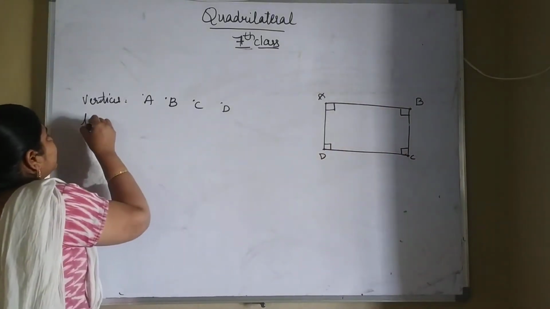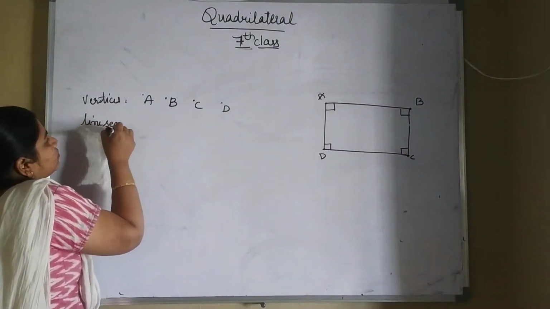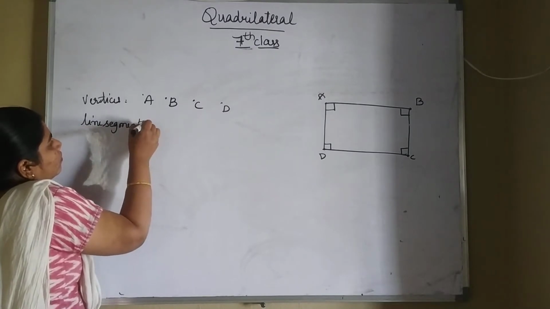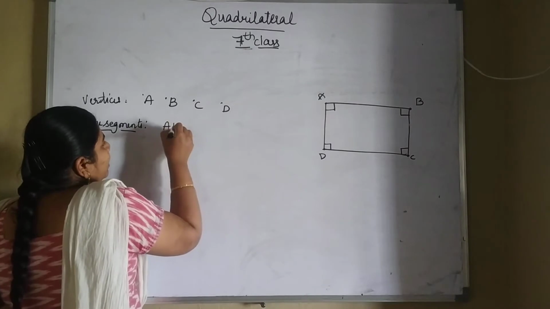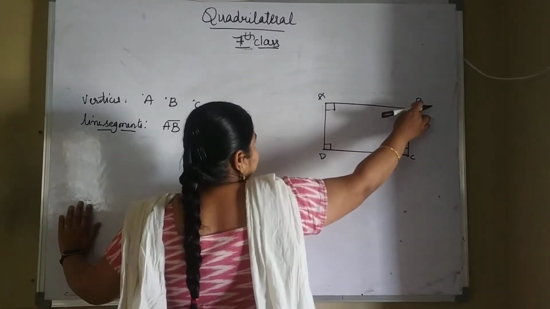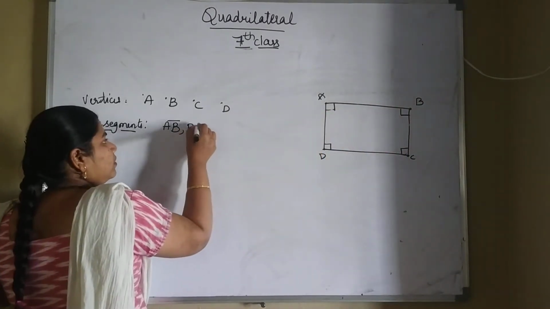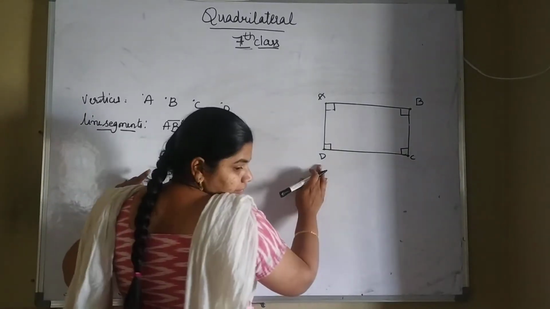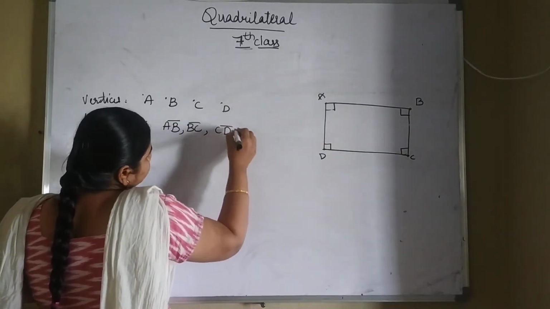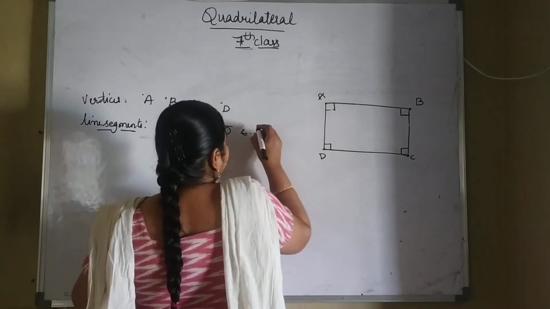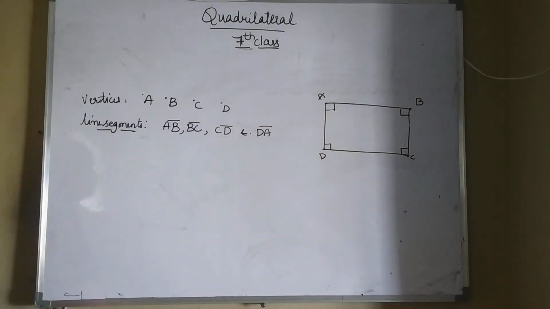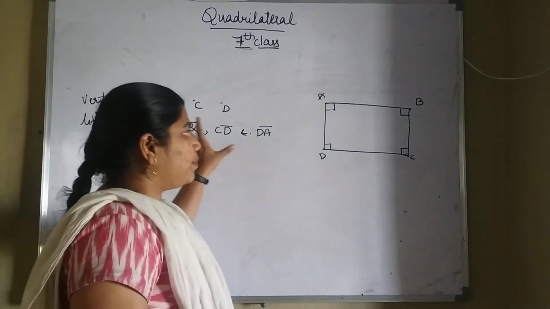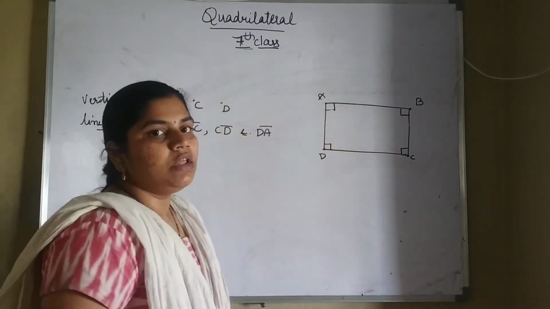And what are those line segments? We can take them as AB line segment, next BC line segment, next CD line segment, and DA line segment. So these are the 4 line segments. With these line segments only the quadrilateral has been formed.